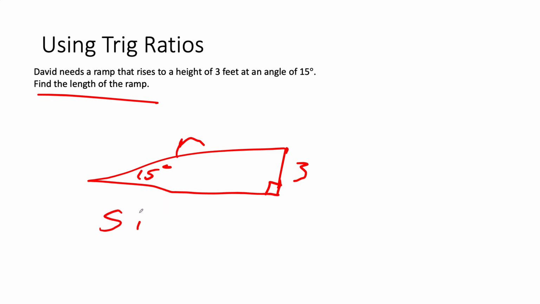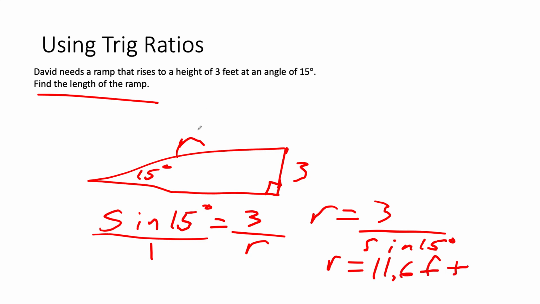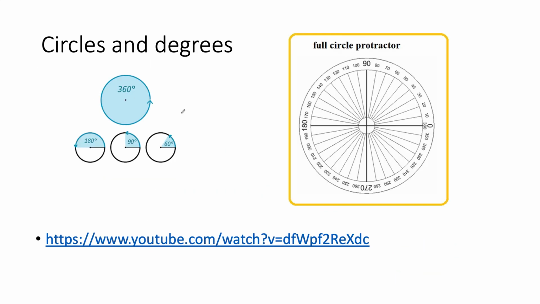Be the sine of 15 degrees equals 3 over R. Over 1, crisscross applesauce, R is 3 divided by sine 15. Use your calculator. Make sure your calculator is in degrees. I get about 11.6. 11.6 what? Looks like feet. 11.6 feet. That's for the length of the ramp.